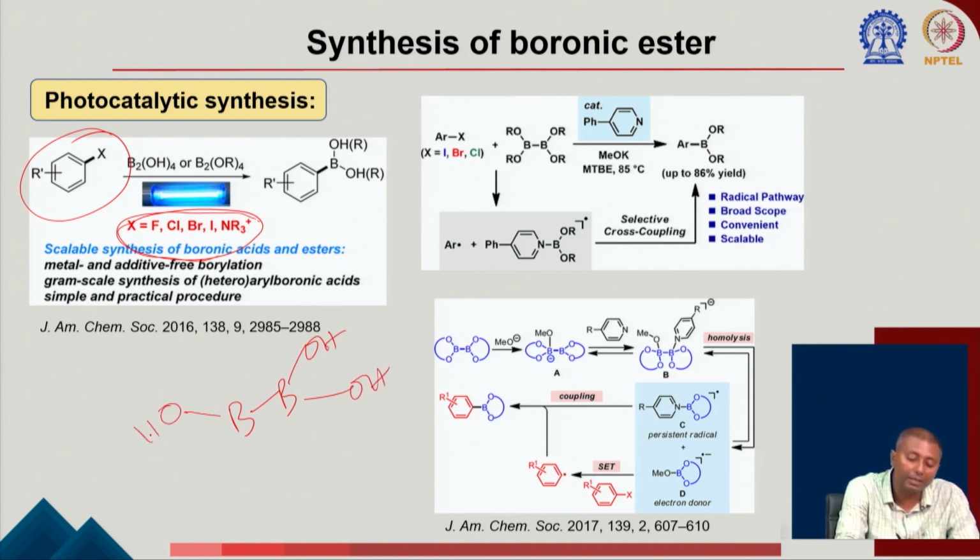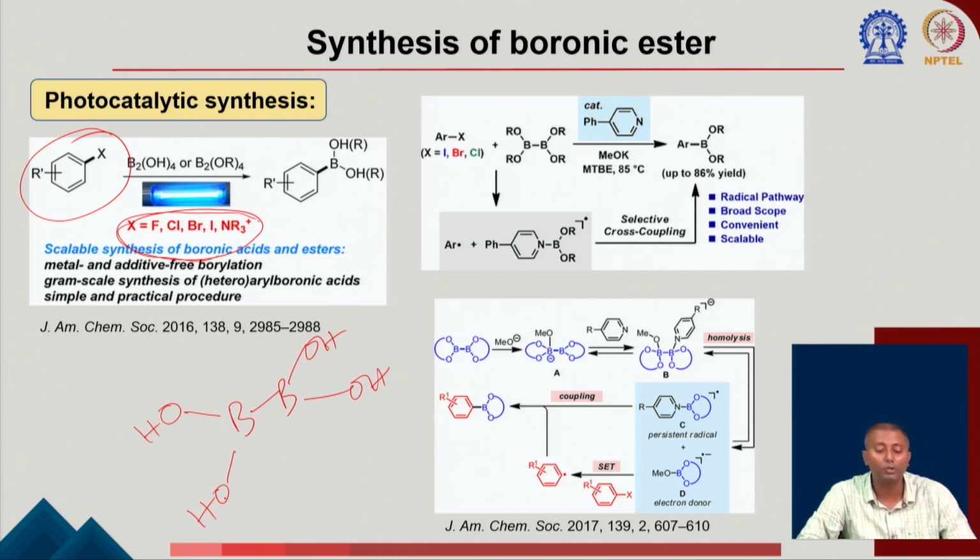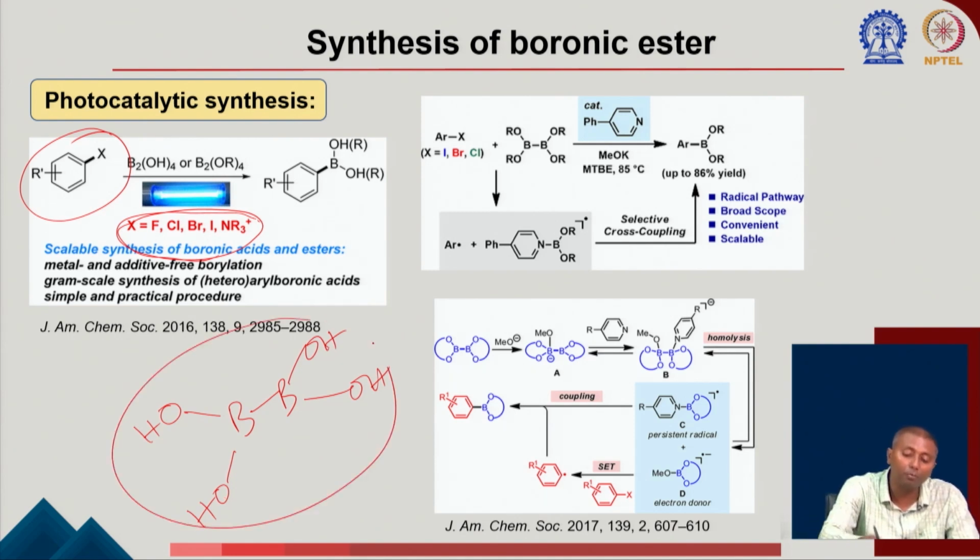So using them, they are able to make the corresponding boronic acid or boronic esters. So what is happening in this reaction, they mention that under UV light, they are generating this aryl radical. So the aryl radical reacts with this boronic acid or boronic ester to generate this aryl boronic acid or ester.